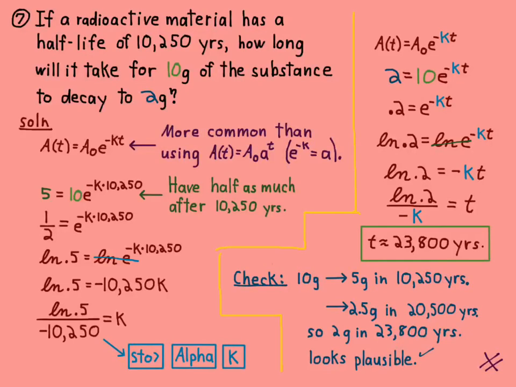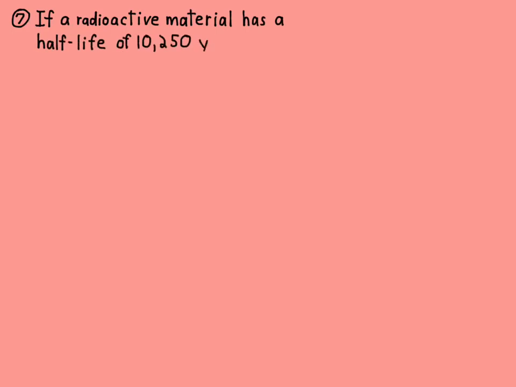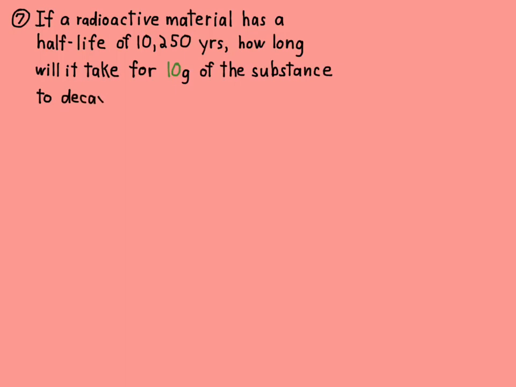Last example is exponential decay. So it says if a radioactive material has a half-life of 10,250 years, how long will it take for 10 grams of the substance to decay to 2 grams?